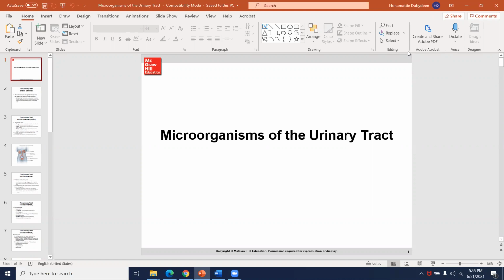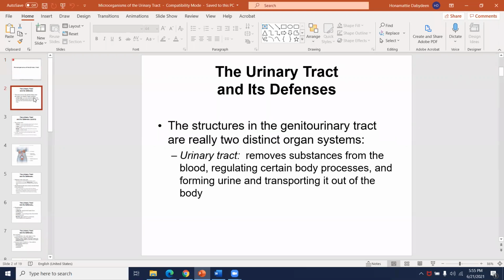Today we're going to do a lecture on microorganisms of the urinary tract. Now, the actual topic is the genitourinary tract, but these are two distinct organ systems. And I'm going to break it up into the two portions, the urinary tract and the genital tract. You'll get it in two portions because I feel that if I do it all at once, it's going to be too long a lecture. So I'll break it up into these two parts. We'll do the urinary tract first, and then we will do the genital tract.